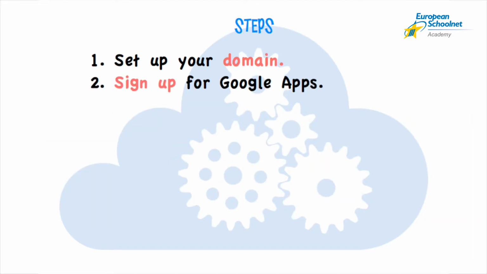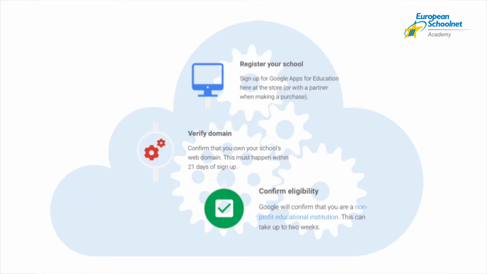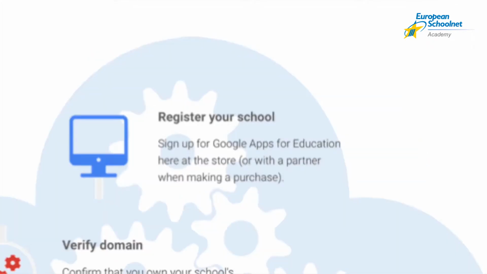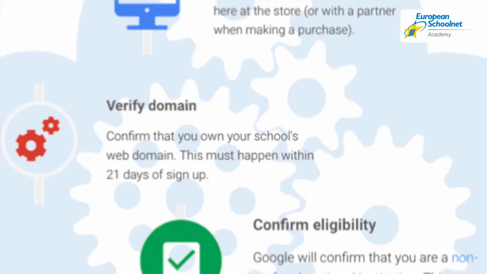Next, we signed up for Google Apps. This is done in 3 steps. First, register the school. We sign up for Google Apps for Education right at the Google Apps webpage. Then we verified the domain. We confirmed that our school owned its domain by changing some configuration options. This must happen within 21 days of sign up.